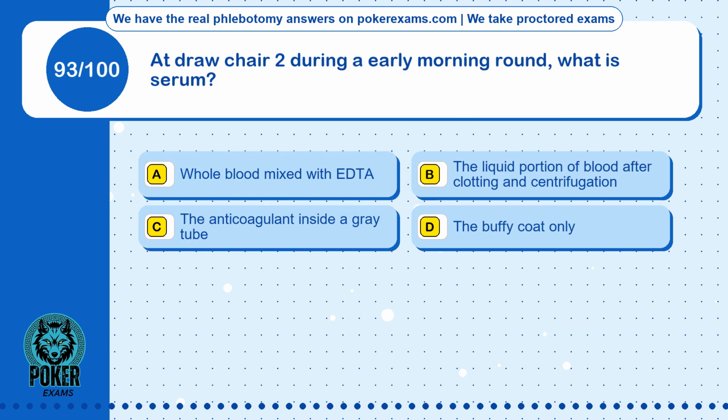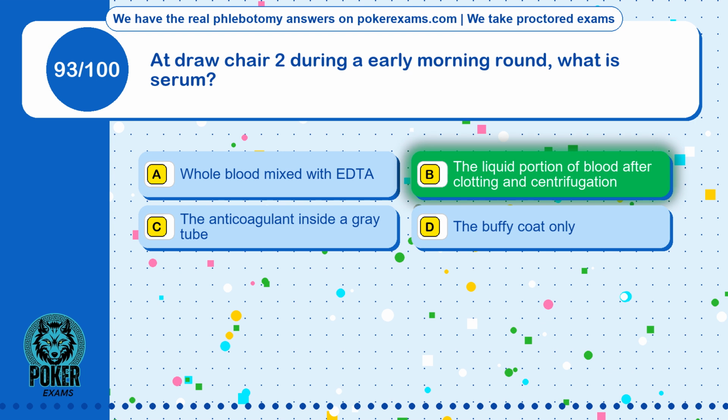Question 93. At draw chair 2 during an early morning round, what is serum? Option A, whole blood mixed with EDTA. Option B. The liquid portion of blood after clotting and centrifugation. Option C. The anticoagulant inside a gray tube. Option D. The buffy coat only.